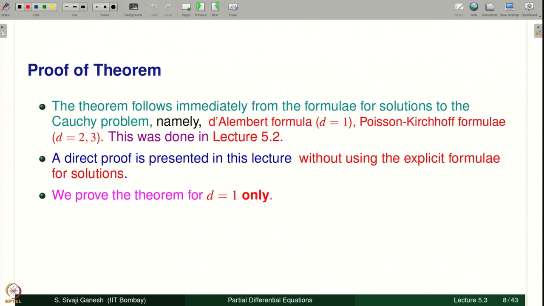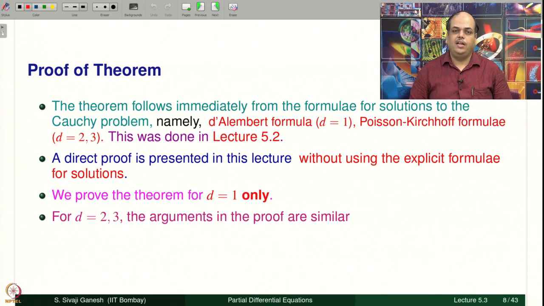Okay, we prove the theorem for d equal to 1 only. Why is that? Because the proofs for d equal to 2 and 3 are similar, but for the obvious modifications that need to be made to the proof for d equal to 1. To avoid a lot of repetition, we do not do the proof for d equal to 2 and 3, but mention one important inequality there and how that can be derived, just the idea we will present.